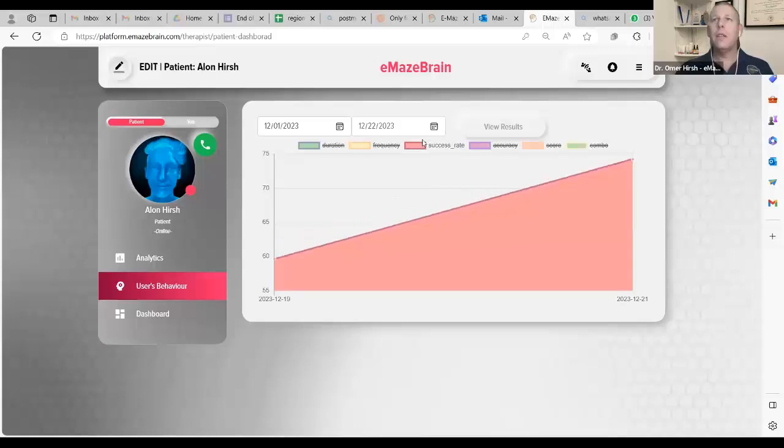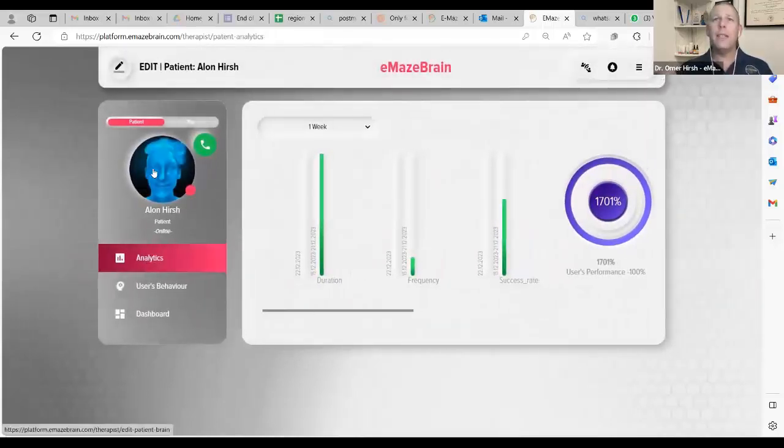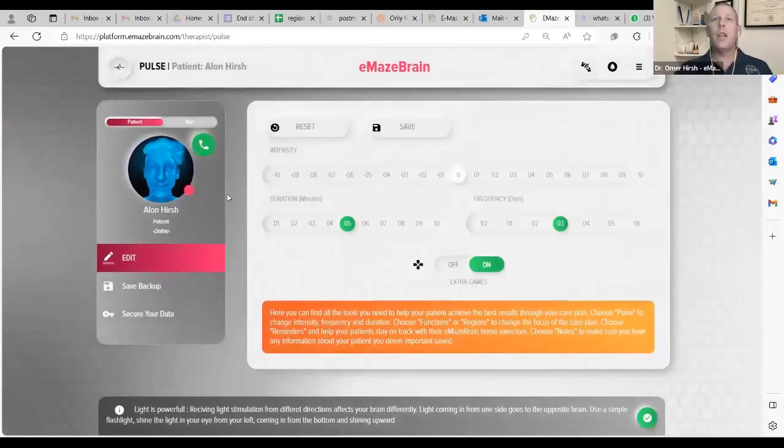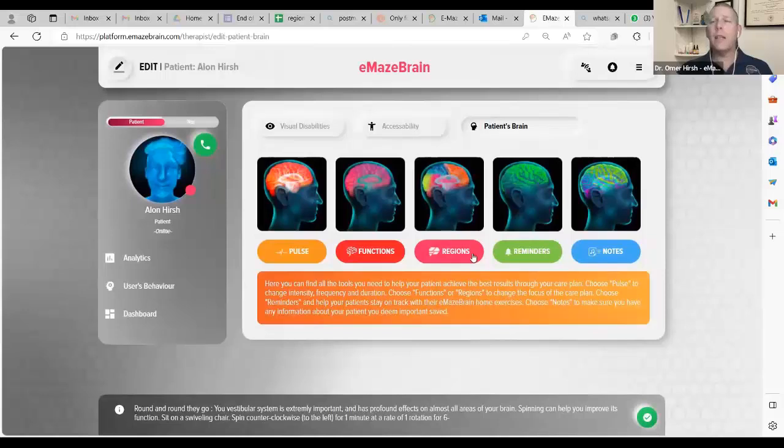So I can look at different aspects of his performance and really have an idea of how he's been doing, so that I can go back here and either change the pulse or not, change the brain regions or not, right? If he's doing really great and it's really easy for him, maybe I need to increase the intensity. If he's not doing anything, I can maybe give him a call and say, hey, why are you not using your eMazeBrain, right? And keep working on that.